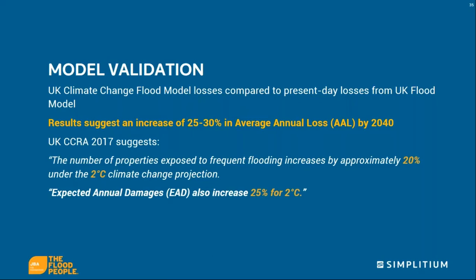Well, how do you validate a model then when it is the first one in the market? Well, I can tell you it was slightly tricky because there are limited tools available. However, we were able to compare with our UK Flood Model 2018 results to provide an indication of change, and some of those results you've seen on the previous slide. And our headline is that results suggest an increase of 25 to 30% in our average annual loss by 2040. And this is based again on a residential market portfolio.